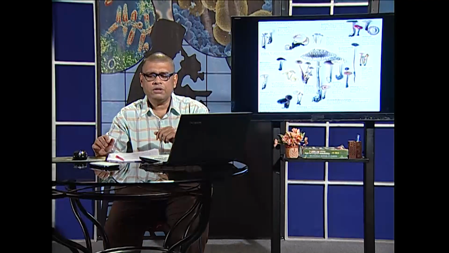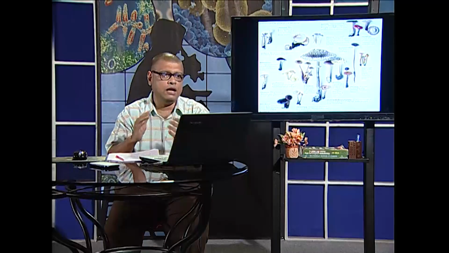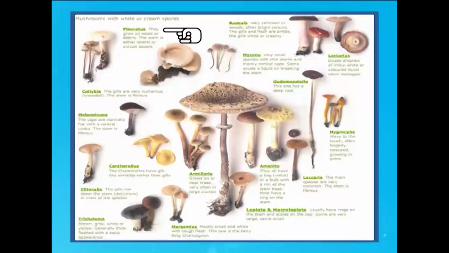Now, there may be different types of mushroom. These mushrooms can vary in their size, in their shape, in their color. There may be the Pleurotus, there may be the Collybia, there may be the Cantharellus, there may be the Clitocybe, there may be the Tricholoma. You can very well see that they vary in their color, and there may be the Russula, or sometimes there may be the Hygrocybe, Amanita, Laccaria, Lepiota.